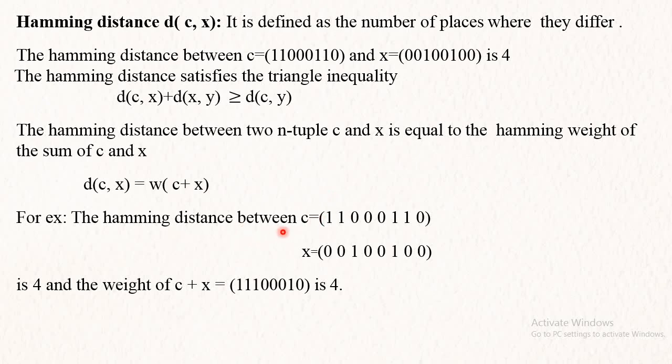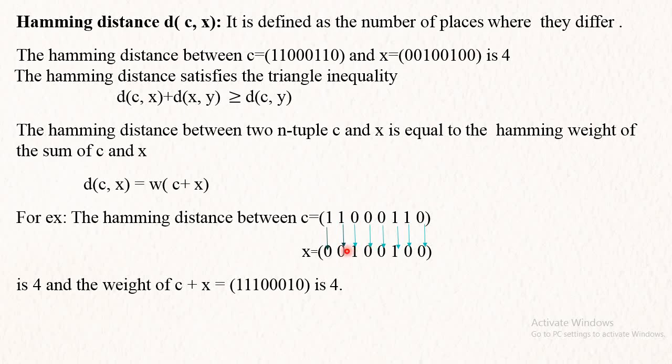Now we have to find the Hamming distance between C, that is 1 1 0 0 0 1 1 0, and x equal to 0 0 1 0 0 1 0 0. So what we will do is compare the values. The first is compared with the first, the second with the second, the third with the third, the fourth with the fourth, the fifth with the fifth, the sixth with the sixth, the seventh with the seventh, and the eighth with the eighth. Once we compare, we focus on the points where the values are different. At the first location here we have 1, and in the second we have 0, which means there is a difference.